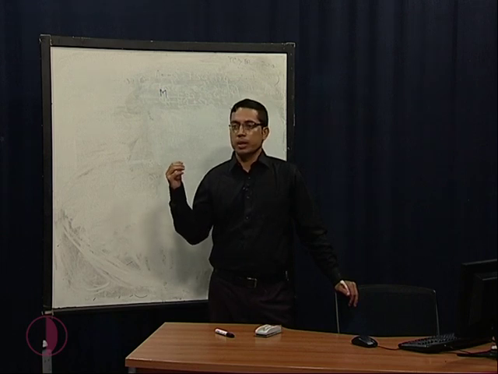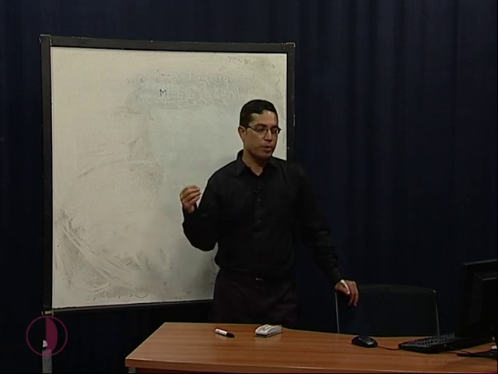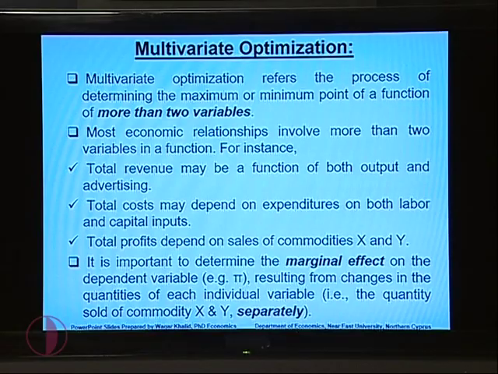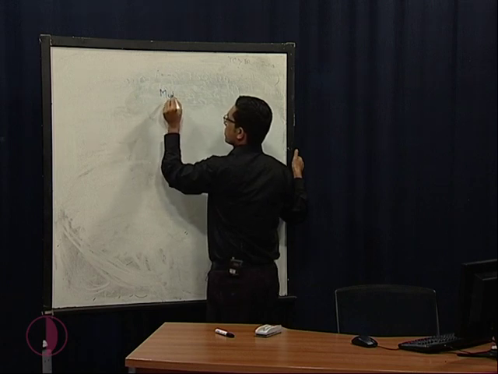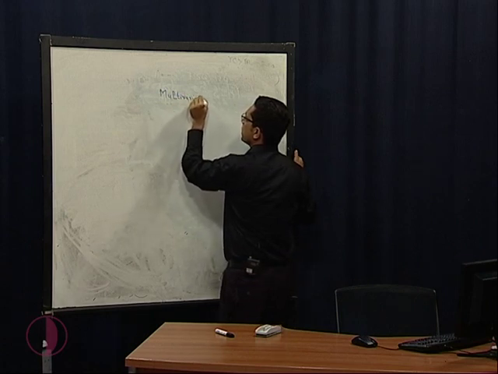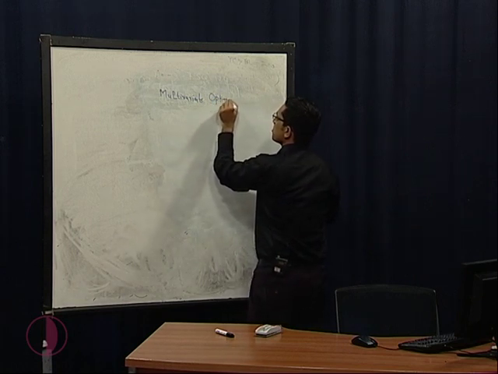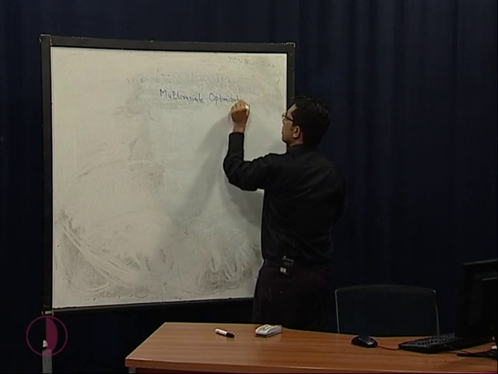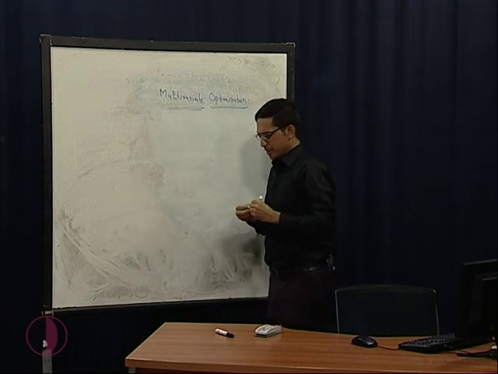In the real world, we have more than two variables. So, if there are more than two variables, we will go for the optimization through the case of multivariate. We will go for the multivariate optimization. So, this is the topic which I am going to cover in this lecture. Multivariate optimization.